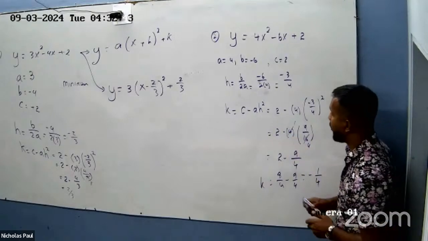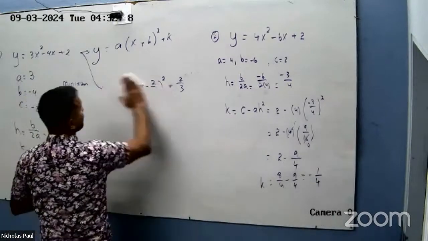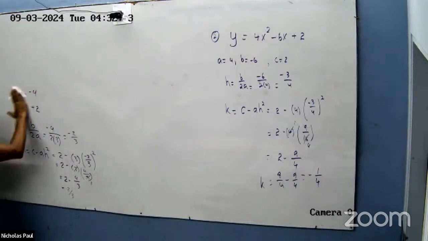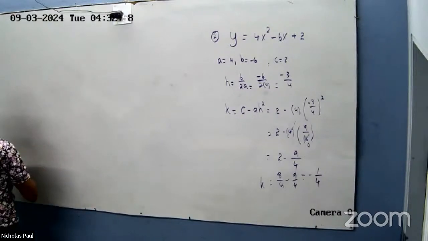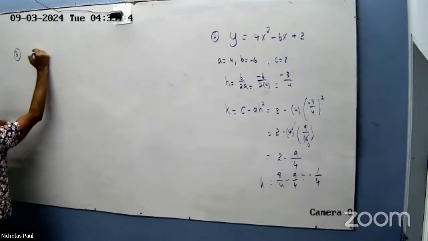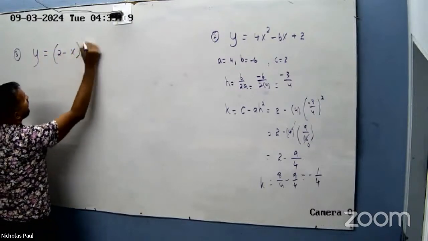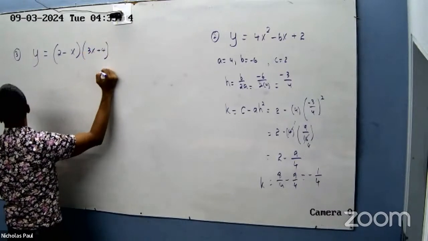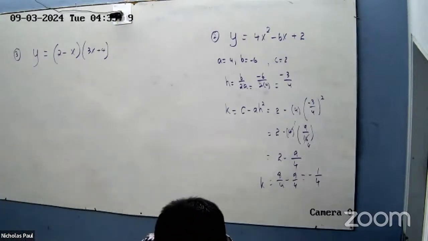One more before I change it up a little bit. Try this last one. Find H and K from this, and tell me what it looks like.